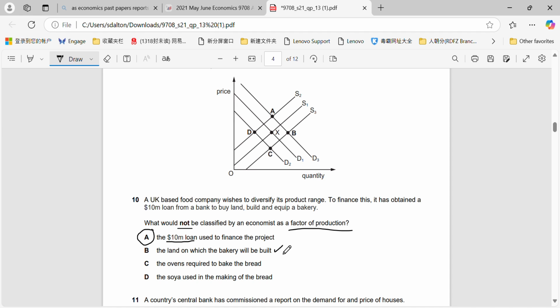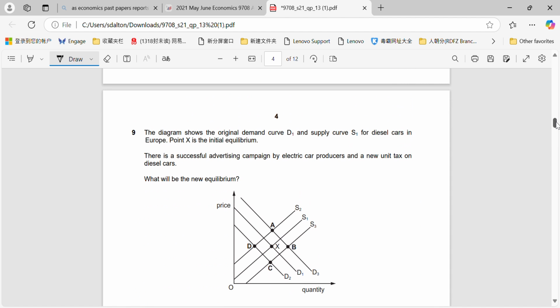Land is obviously a factor of production. Capital as well, and ovens and soya would be part of either the labor or the capital that is needed to do it, right? So to equip the bakery, we need ovens, and then soya is an ingredient that we need to make the bread. They obviously would be part of the factors of production in a bakery. So money is not part of the factors of production.